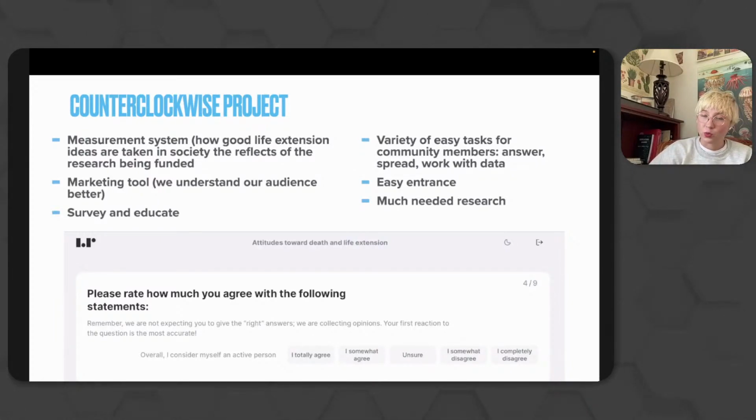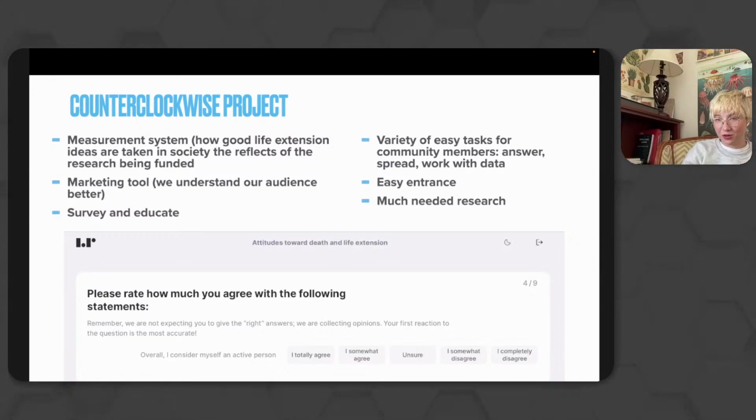This is also a marketing tool. We will ask people not only what they think about life extension, death and aging research. There are almost 100 questions, which, by the way, doesn't take you long to fill in. The flow is good. It takes you 10 minutes top. But we also ask people about different aspects of their life. And then in the end, we can build portraits of these people: who are the people that we're actually talking to, what are their interests, how do we reach them? So in the end, we will have a useful marketing tool.